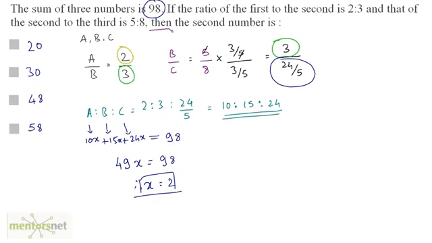Now what is asked? We have been asked the second number. So the second number is actually 15x. So this is equal to 15 times 2 and that is 30. So 30 is the second number and our answer is option B.